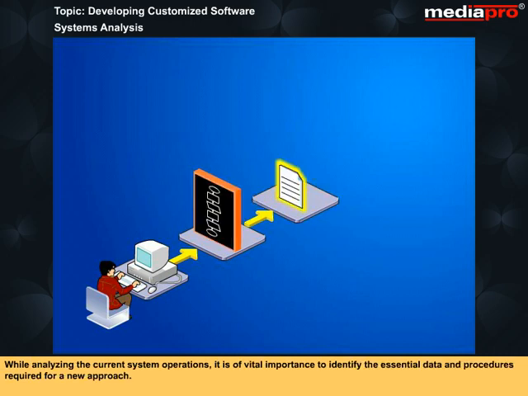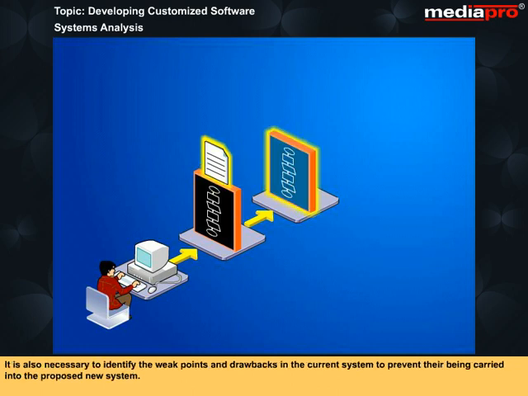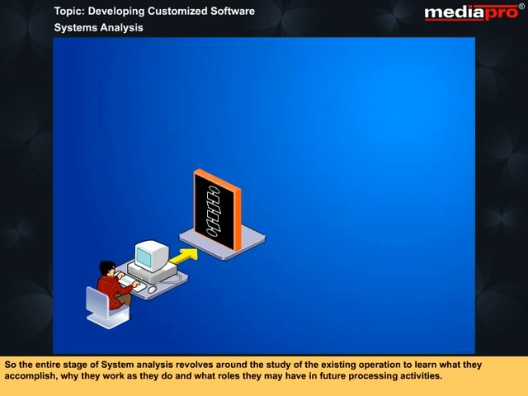While analyzing the current system operations, it is of vital importance to identify the essential data and procedures required for a new approach. It is also necessary to identify the weak points and drawbacks in the current system to prevent their being carried into the proposed new system. So, the entire stage of system analysis revolves around the study of the existing operation to learn what they accomplish, why they work as they do, and what roles they may have in future processing activities.